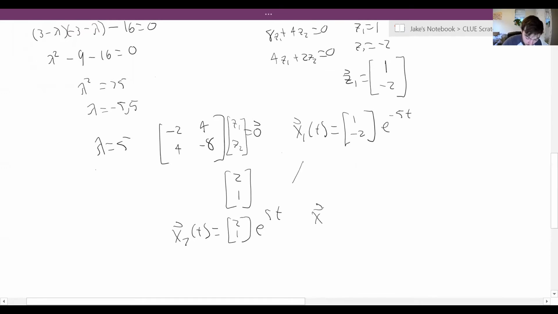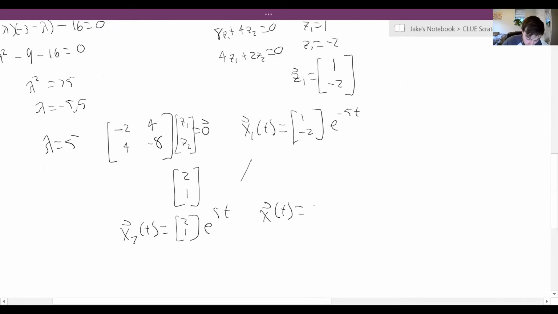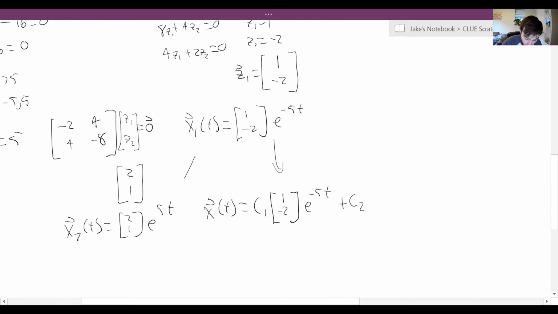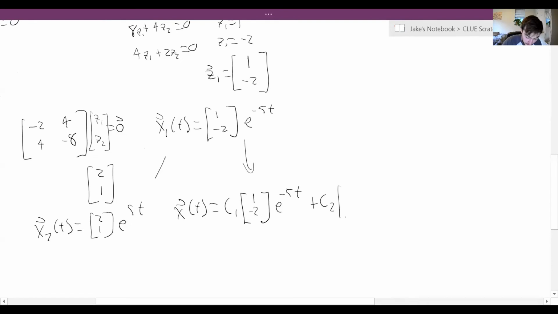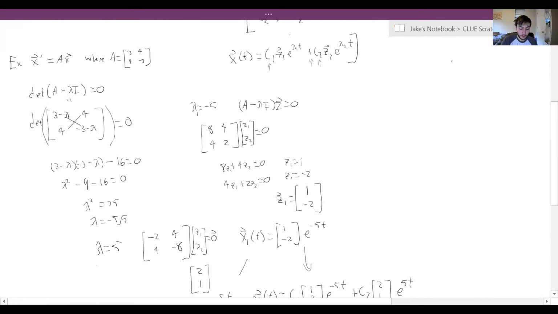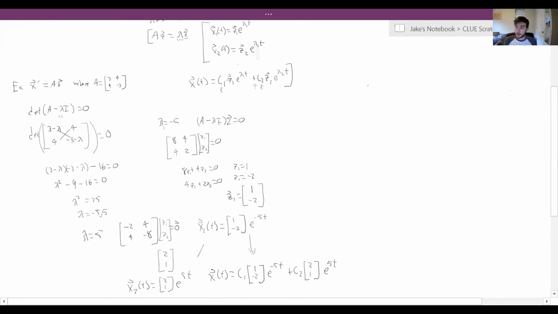So we know that our x of t, the general solution, is going to be just a linear combination of these. Typically we would write that like this. We go c1 times x1, which is just this, pulling that straight down. And then we add some arbitrary constant times this guy right here. There you go. That's your general solution. Remember, this is for real-valued eigenvalues. We'll have a video for complex and repeated eigenvalues.